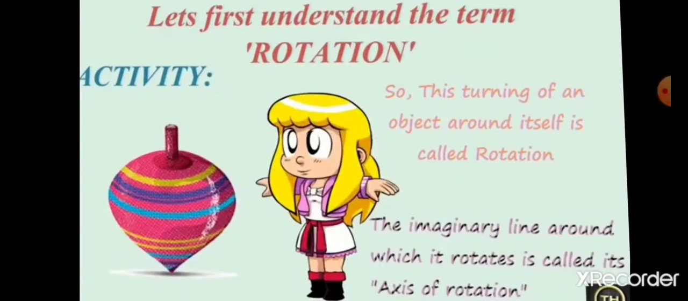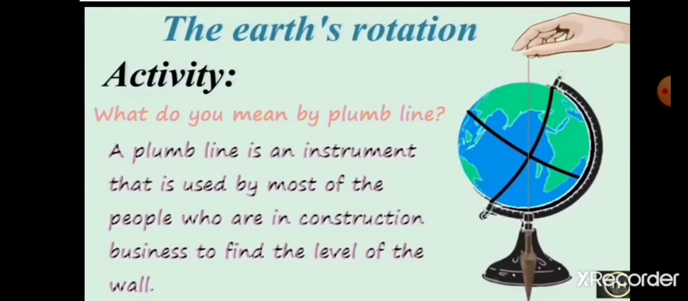Let us understand the term rotation. So, this turning of an object around itself is called rotation. The imaginary line around which it rotates is called its axis of rotation. The Earth's rotation.